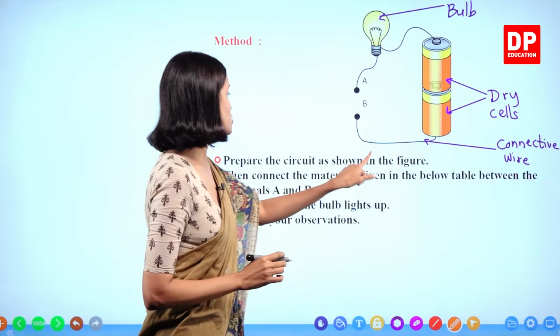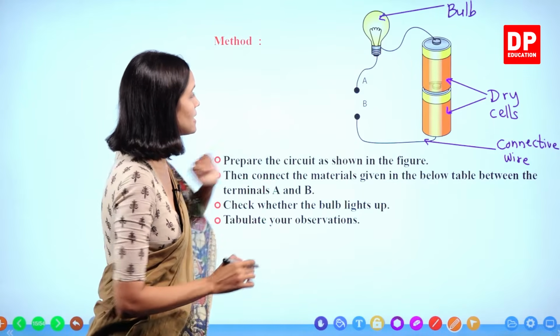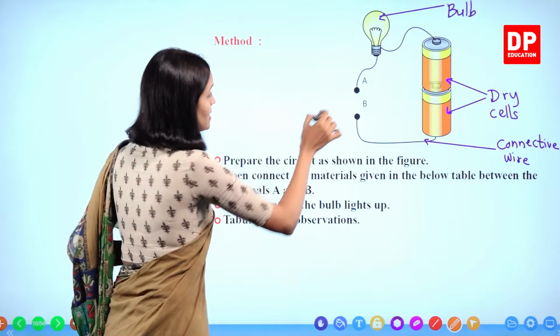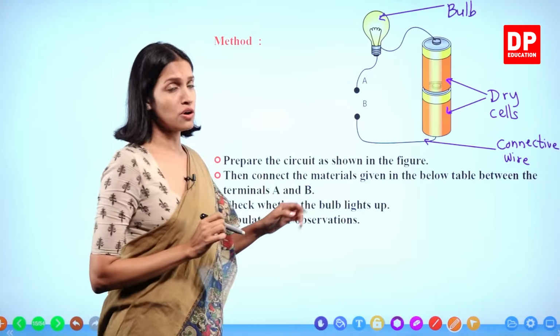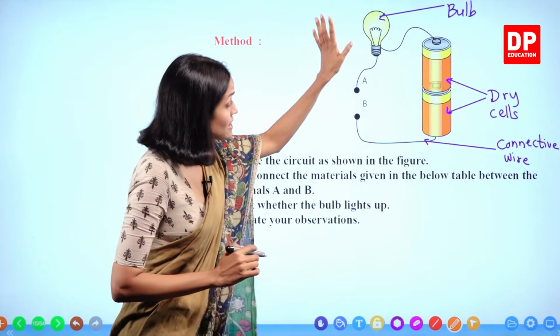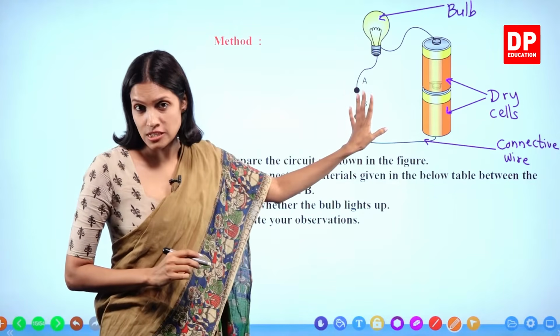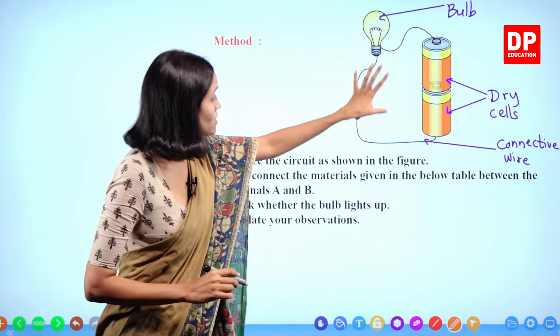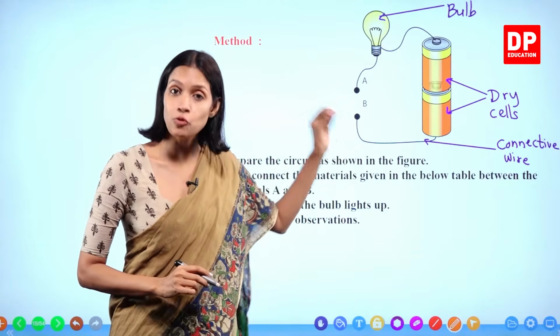Prepare the circuit as shown in the figure, but you all can see there's a gap at this A and B, right? This is not connected. You all can see very clearly. This circuit is an open circuit. What is an open circuit? When the circuit is not completed, that is known as an open circuit.